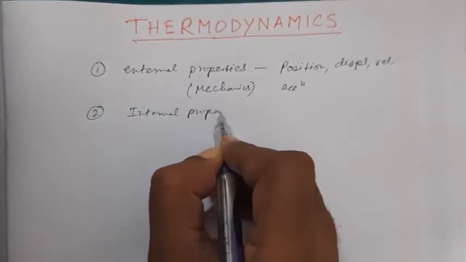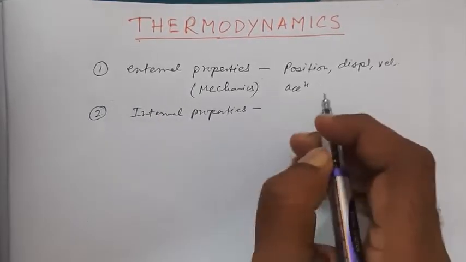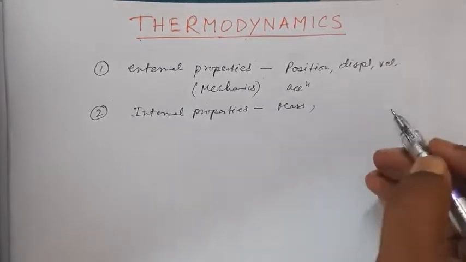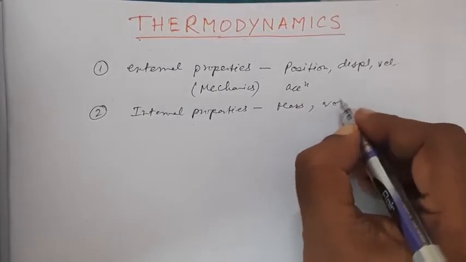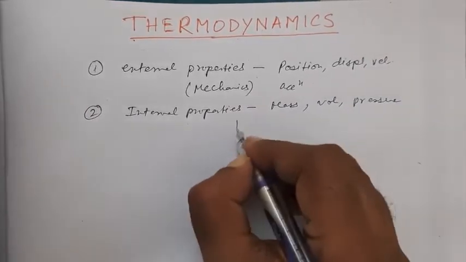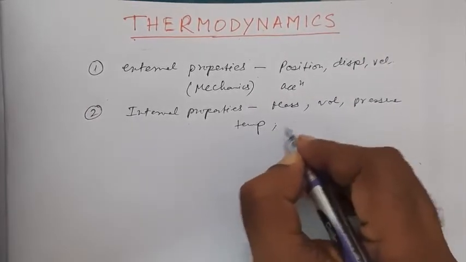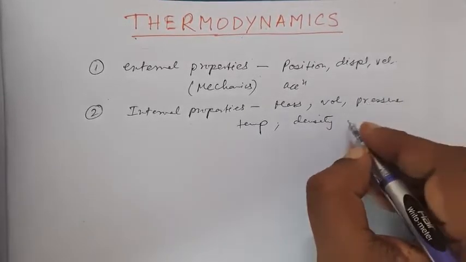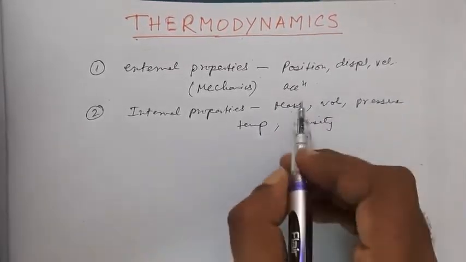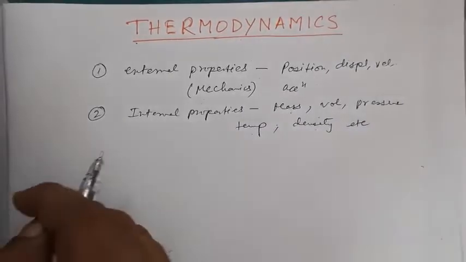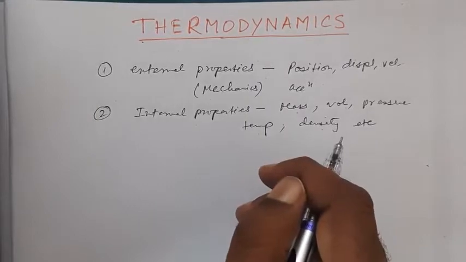Now, the second point is internal properties. What do we mean by internal properties? Let me give you a few examples: mass, volume, pressure, temperature, density, etc. They are known as internal properties of a body.